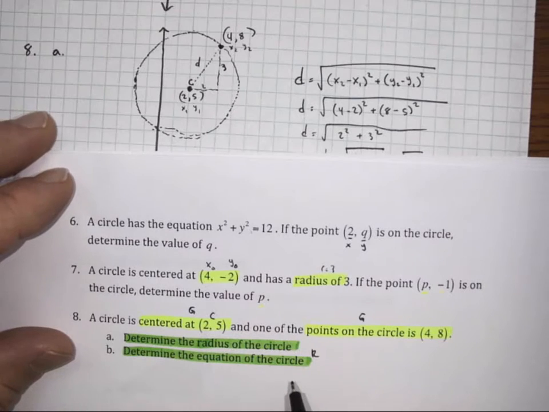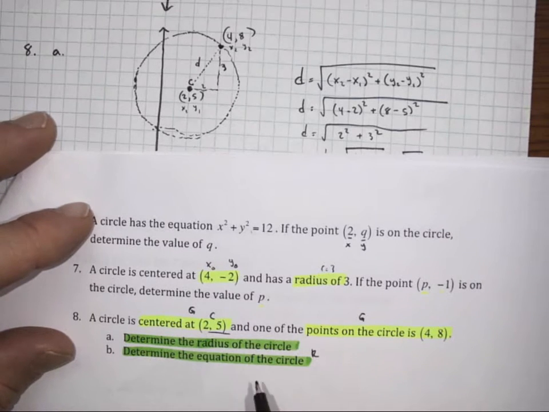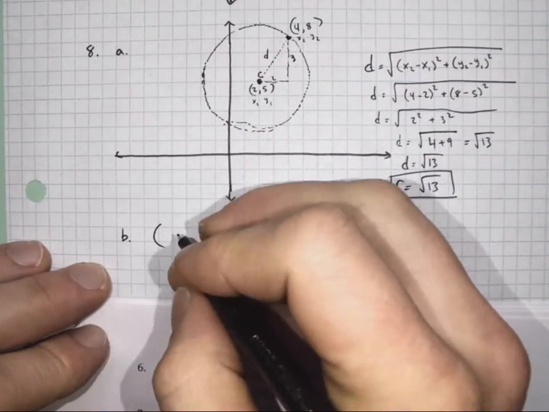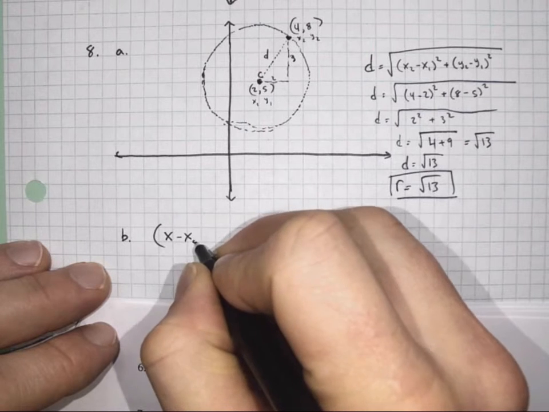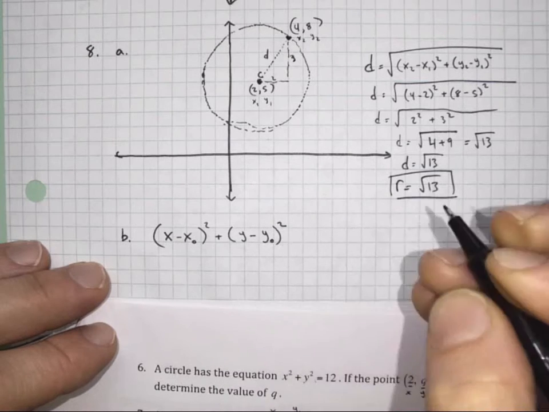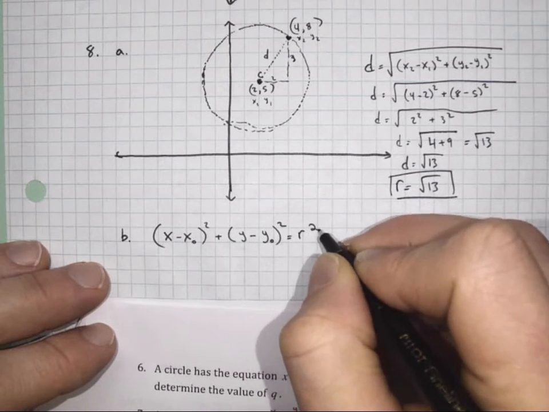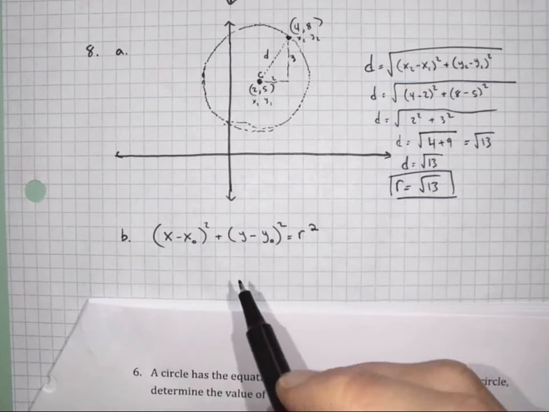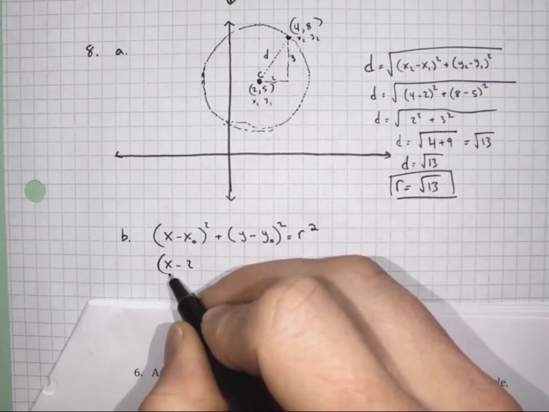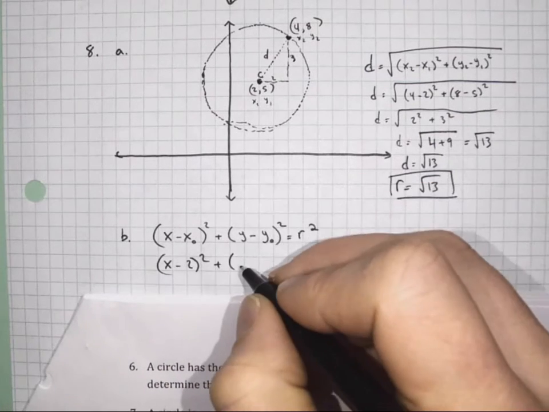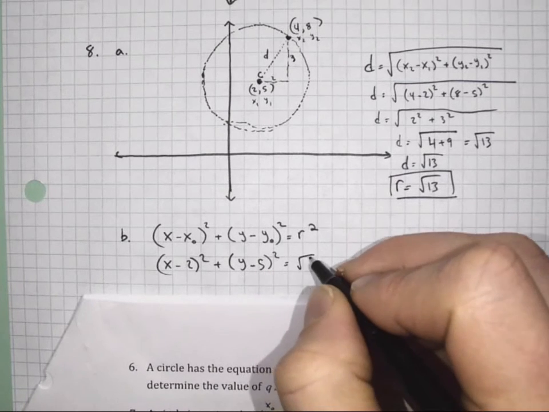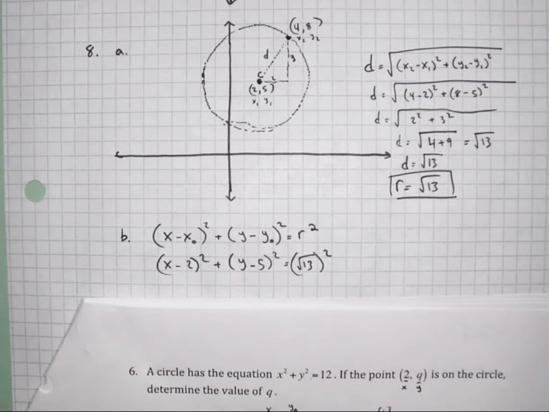And can we now determine the equation of the circle? Well, if we know the center and we know the radius, yeah, we can write the equation of the whole circle. All right, so the equation of a circle goes like this. (x take away the x coordinate of our center point) squared plus (y take away the y coordinate of our center point) squared is equal to the square of the radius. All right, so my center point x is 2, so I have (x take away 2) squared plus (y take away 5) squared, and that's going to be equal to root 13 squared.